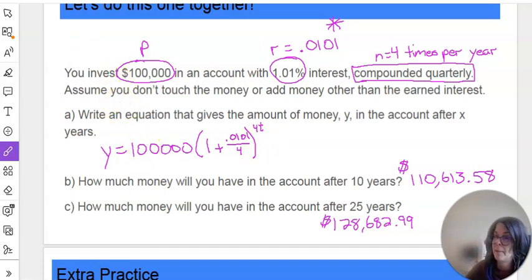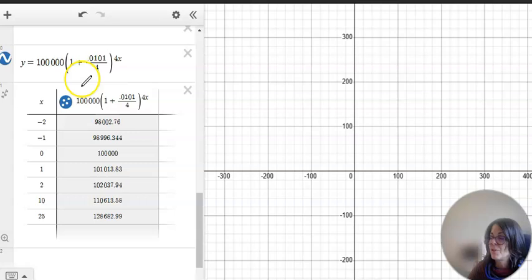Let me show you what I mean. So here's my equation. I typed very carefully using X and Y. And then I asked for a table by clicking on the gear and clicking the table icon. And I just added, or even you could replace one of the X values you don't need with a 10 for 10 years and a 25 for 25 years. And it just spits the answers out for you.